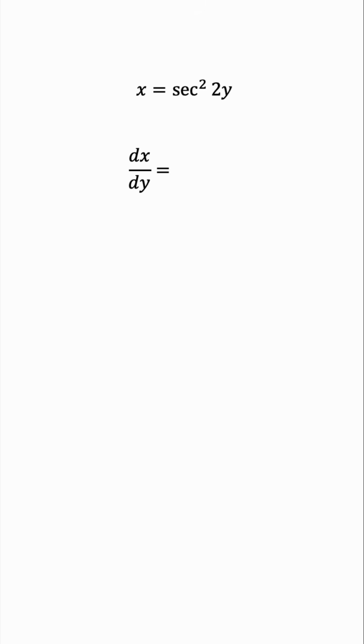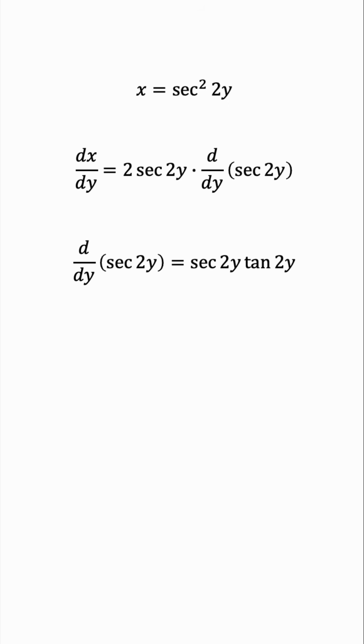To differentiate secant squared, we'll bring the power down and subtract the power by 1, your typical power rule for differentiation. So that will give us 2 secant 2y, and then we have to use the chain rule to multiply by the derivative of secant 2y with respect to y. The derivative of secant is secant tangent, so this will be secant 2y tangent 2y. But again, we have to account for the chain rule and multiply by the derivative of 2y.